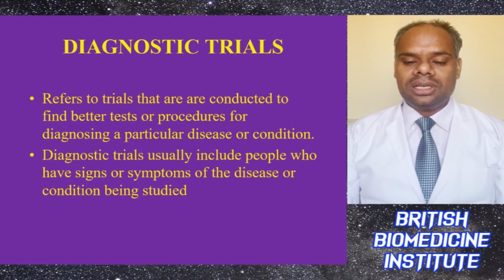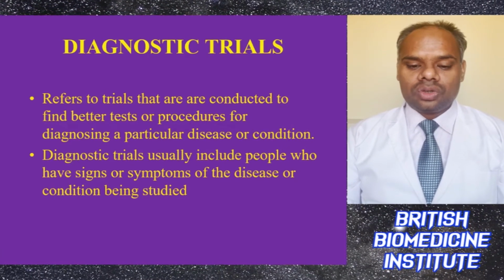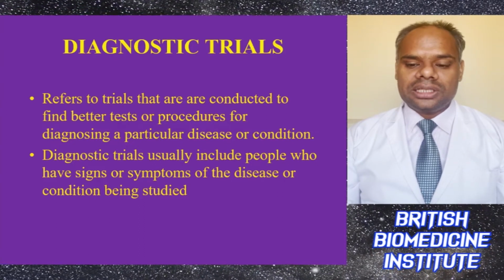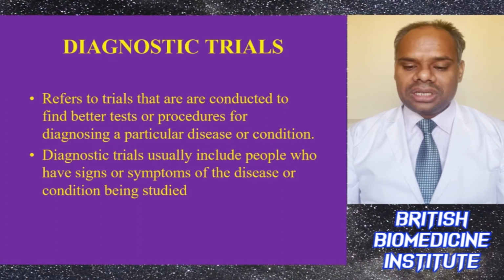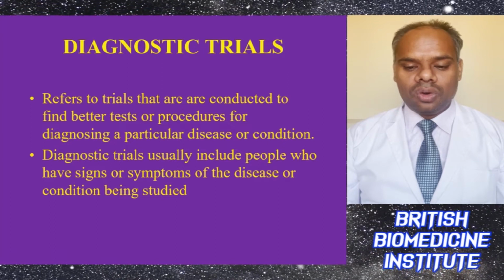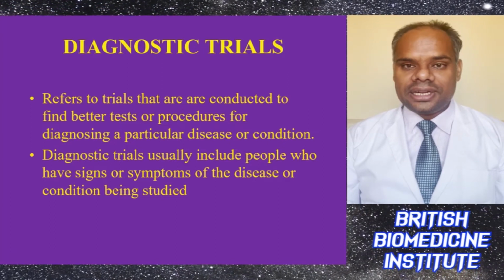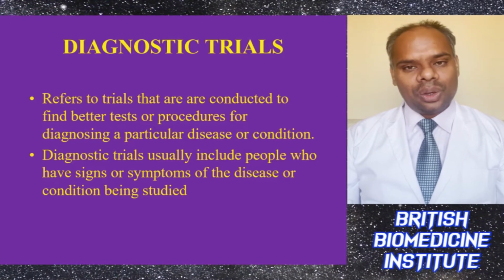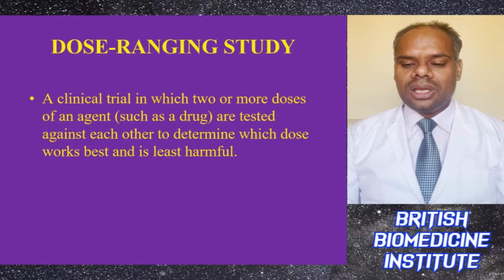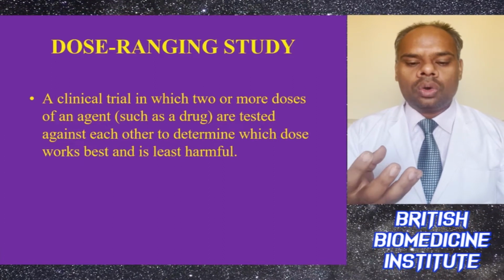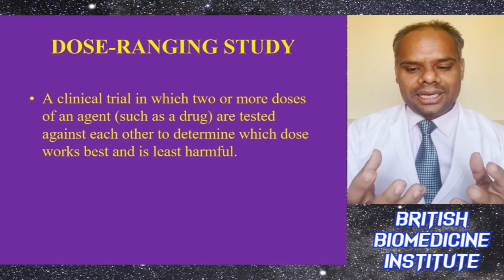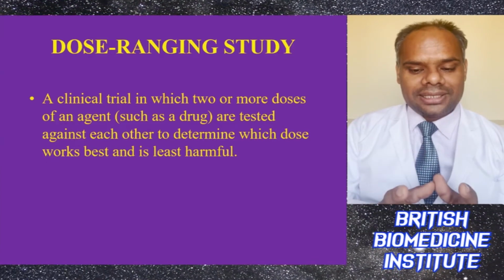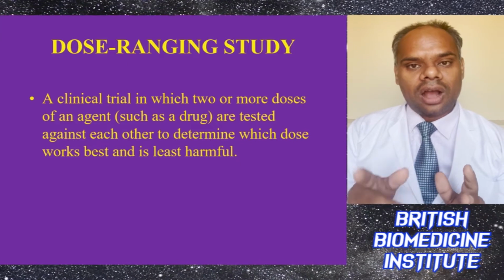Diagnostic trials are basically those trials which are conducted to find a better test or procedure for diagnosing a particular disease or condition. Diagnostic trials usually include people who have signs and symptoms of the disease or condition being studied. Dose ranging studies are those in which two or more doses of a drug are tested in order to determine which dose will work best and which one is harmful.